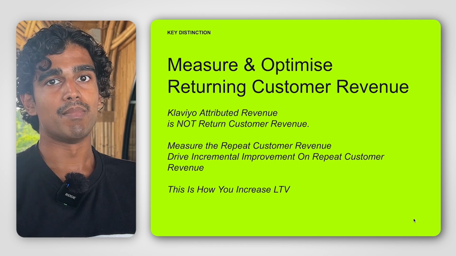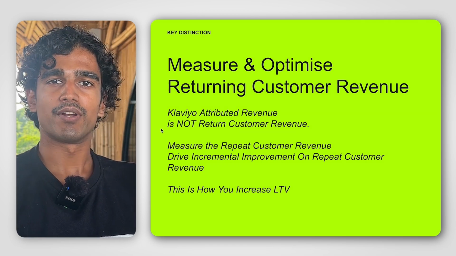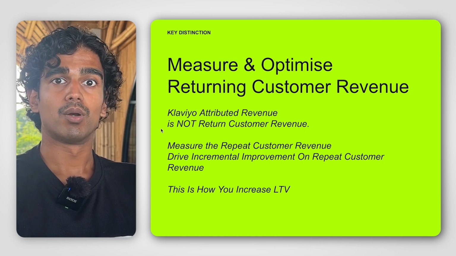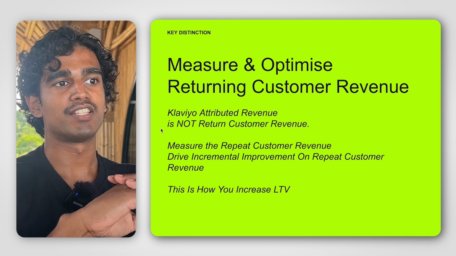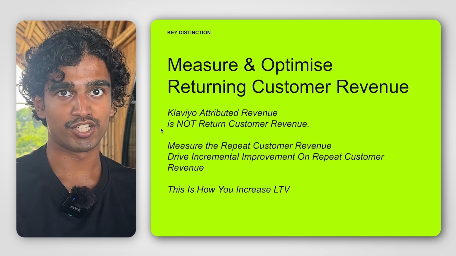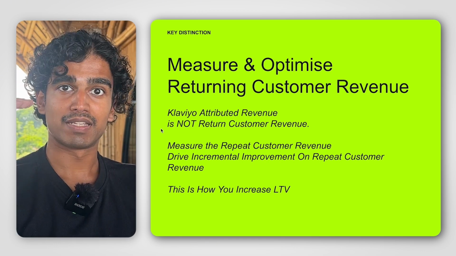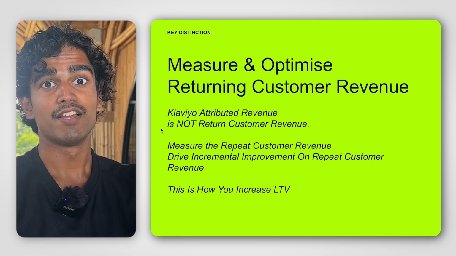Number 1, measure and optimize for repeat customer revenue. Now, a lot of brands don't increase their LTV because they're optimizing to increase their Klaviyo revenue, which is not your repeat customer revenue. So baseline is that you need to measure your repeat customer revenue, and you need to tailor your strategy so it increases that rather than your Klaviyo revenue. If you can effectively measure your repeat customer revenue and you can drive incremental improvement to that, you will increase your lifetime value.